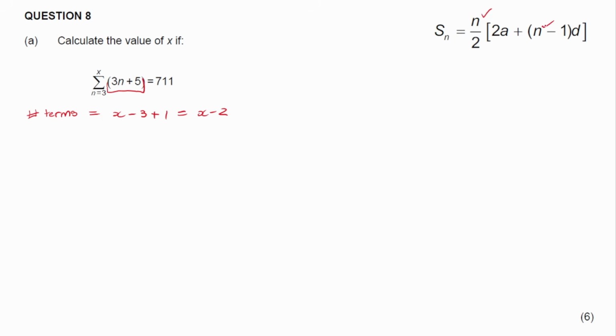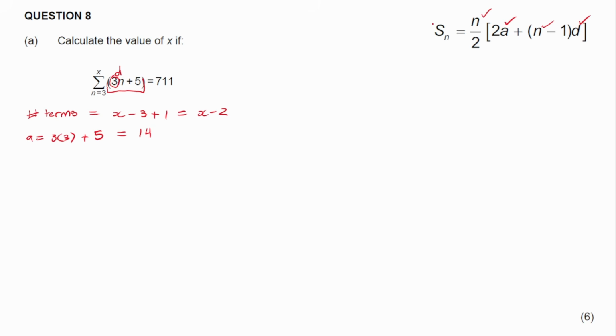So we know our n. To find this d, we just look in front of n. So this is d, because it's an arithmetic sequence. And to find a, we know that a is just equal to the first term. So the first term here is when we substitute n equals 3 into that thing inside the brackets. So we get 3 times 3 plus 5. So that's 9 plus 5, which is 14. So now we have a.